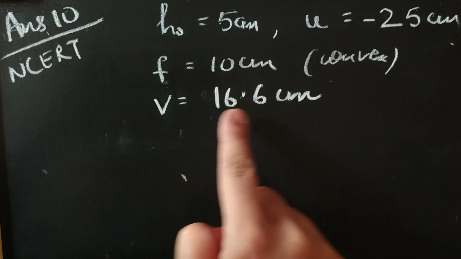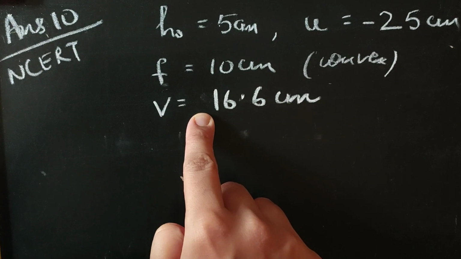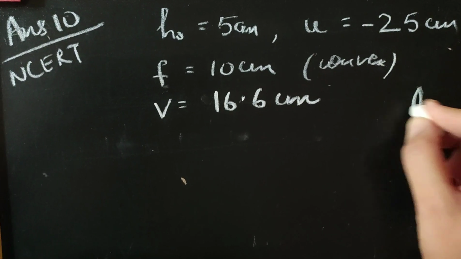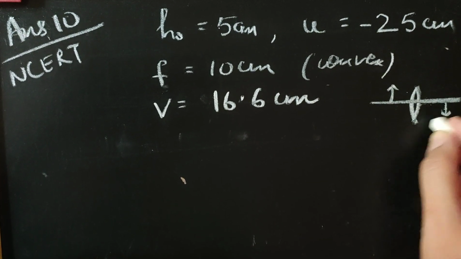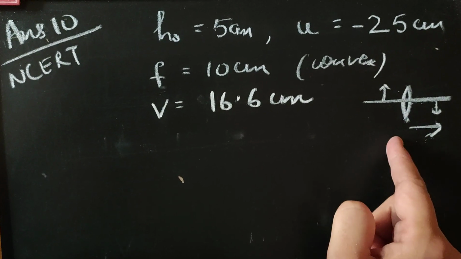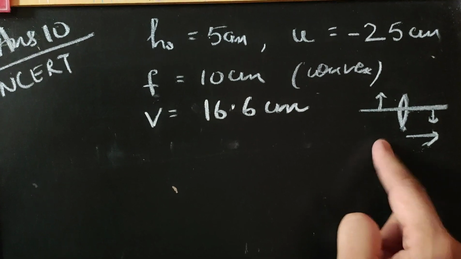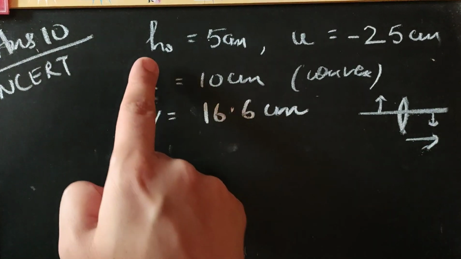So now we have already calculated 16.6 centimeter. Remember, it is coming out to be positive. So this is giving us an indication that the image distance is in the direction of incident light. So that means image is somewhere on the other side of the lens and it is real and inverted. Also, we can interpret what type of image is being formed, that is the nature of the image, by calculating the height of the image.